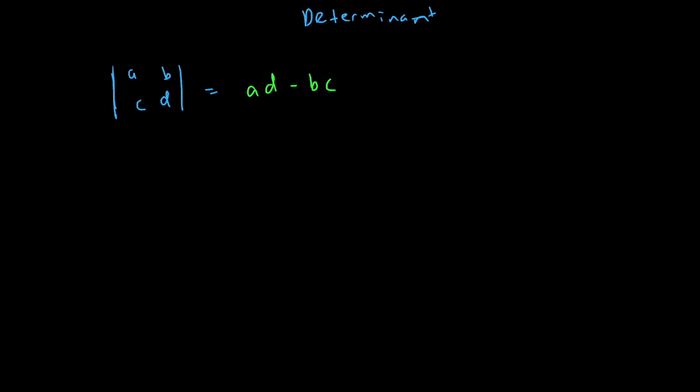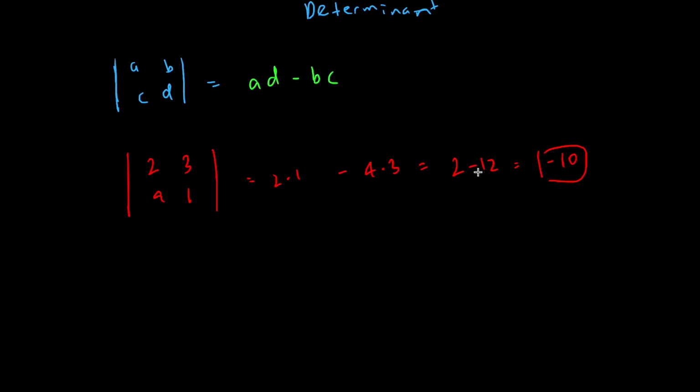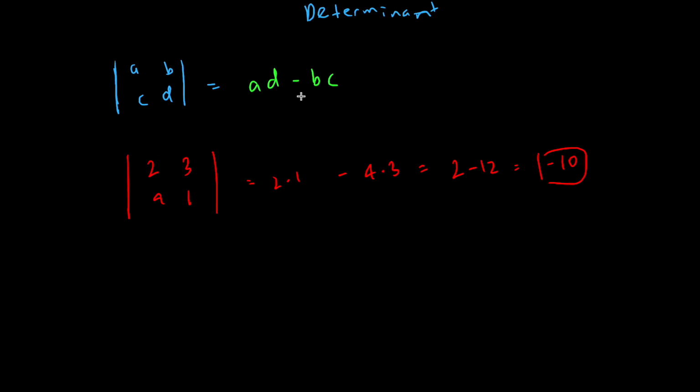Now, just practicing this real quick. Say I have the matrix 2, 3, 4, 1. This would just be 2 times 1 minus 4 times 3. This would equal 2 minus 12. This would be negative 10. Now this is just the determinant of a 2 by 2 matrix.